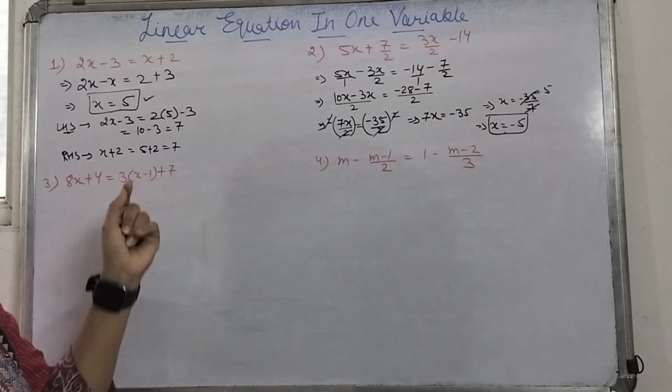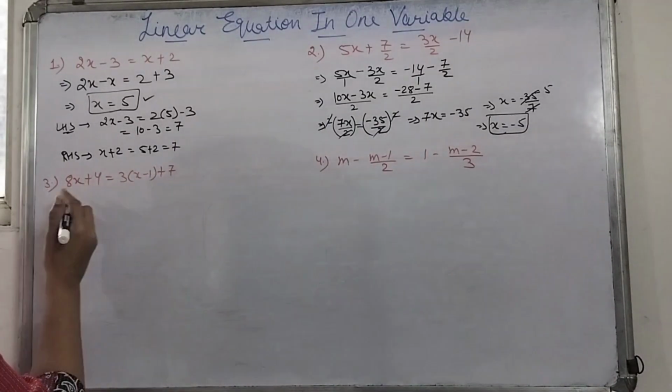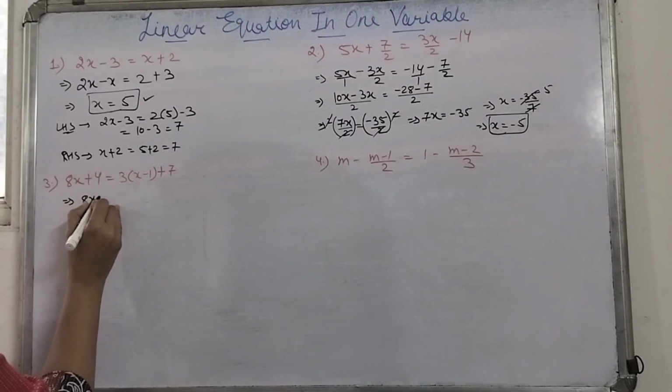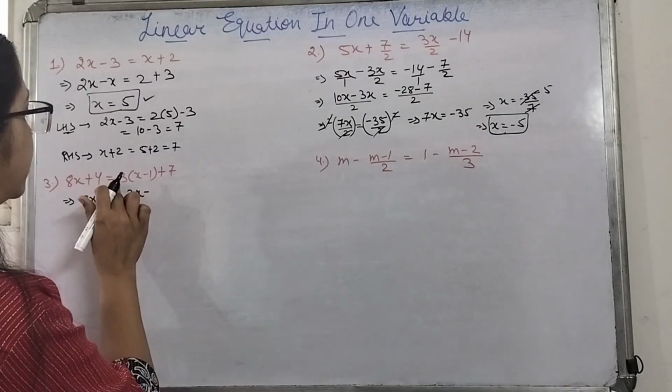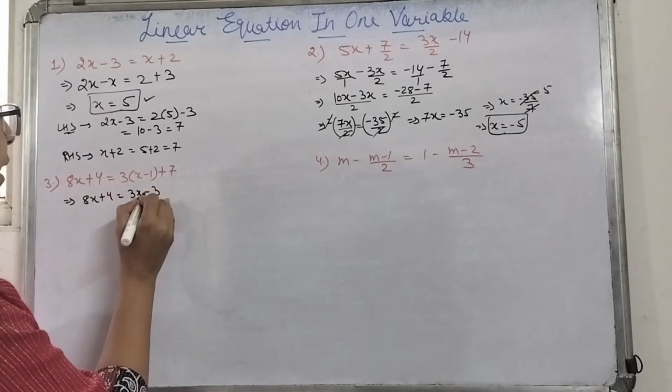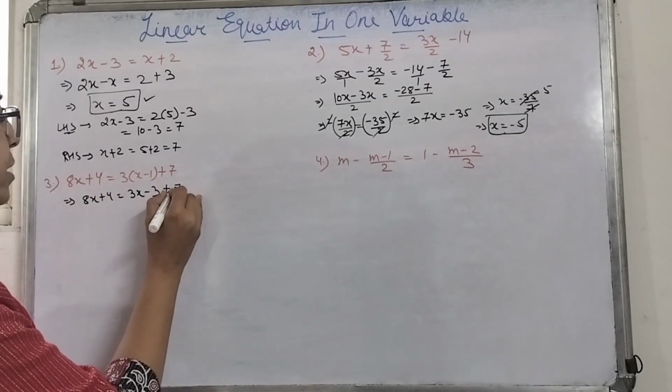Now let's see another example, that is 8x plus 4 is equivalent to 3 multiplied by x minus 1 plus 7. Now first of all we will solve the bracket. It will be 8x plus 4. It is equivalent to 3 multiplied by x, which is 3x, minus 3 multiplied by minus 1, which is minus 3, plus 7.